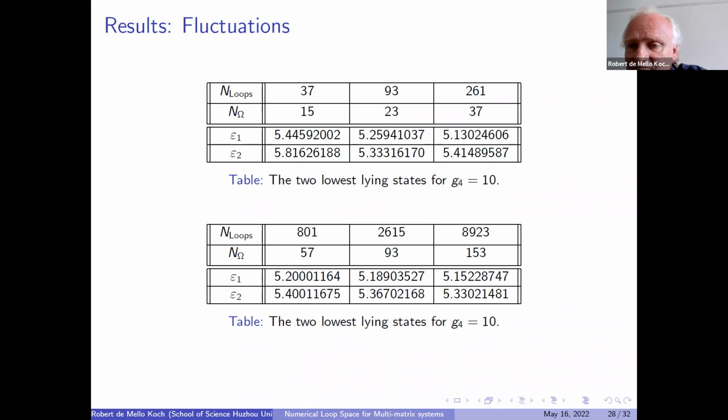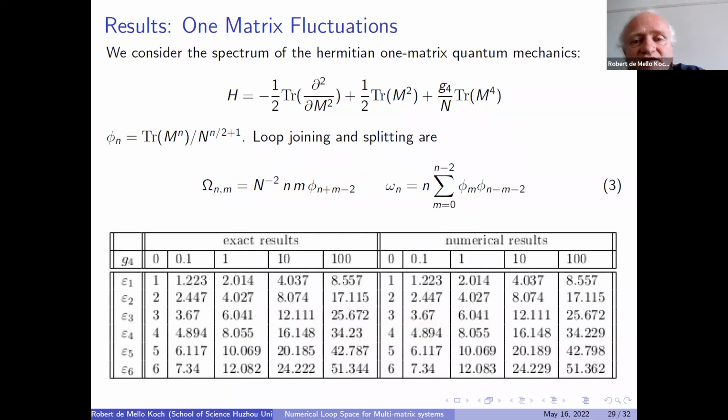Now, to get a spectrum of fluctuations that we can actually treat exactly to compare against the numerical results, we also studied fluctuations of a one matrix quantum mechanics. So this is just a quartic potential. This is easy to study with standard methods, for example, moving to eigenvalues. Loop joining is very simple to write down. The loop splitting is very simple to write down. And here are again some numerical results.